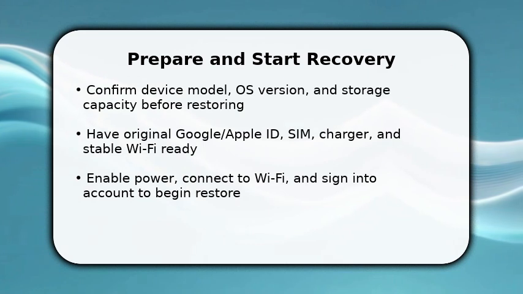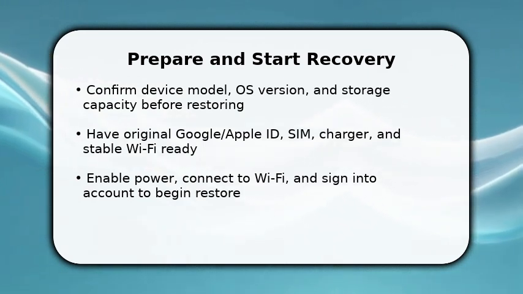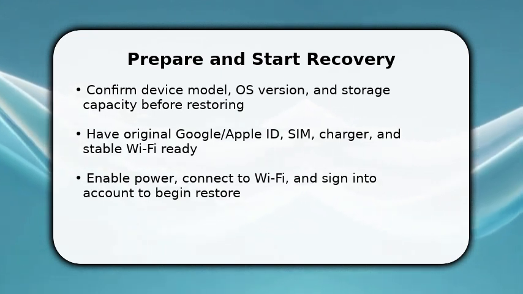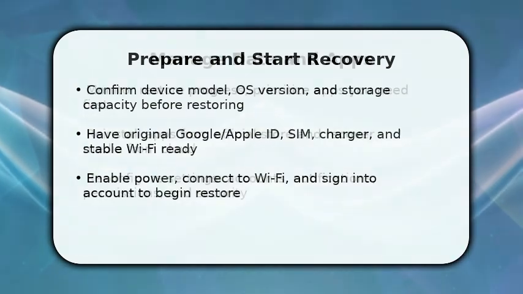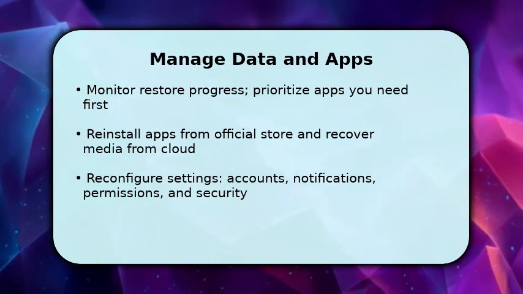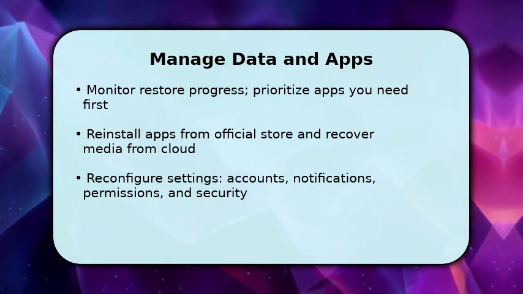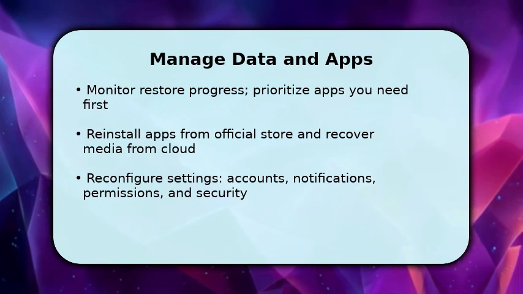The phone will detect cloud backups. If prompted, choose the most recent backup by date and tap Restore so the transfer of apps and settings can commence. Once the restore begins, keep an eye on progress and prioritize reinstalling essential apps manually if the automatic restore stalls. Make sure to download large media like photos or videos from your cloud gallery rather than forcing everything at once to avoid bandwidth spikes.